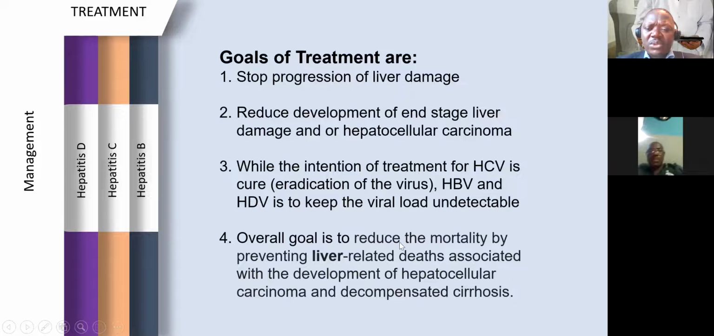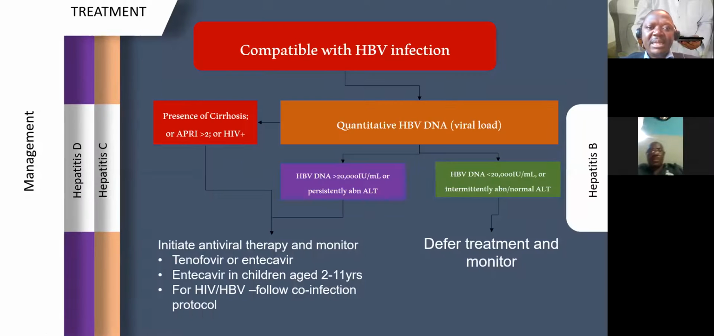The overall goal is to reduce the mortality, okay, by preventing liver-related deaths associated with the development of liver cancer and decompensated liver cirrhosis. Again, the terminology cirrhosis will be defined later on, and I'm happy to continue this lecture on, but it's just that some people will be joining a bit later. So we will keep to the time.